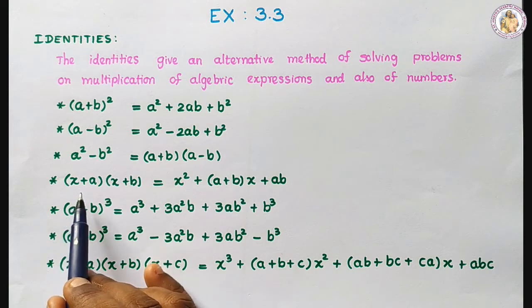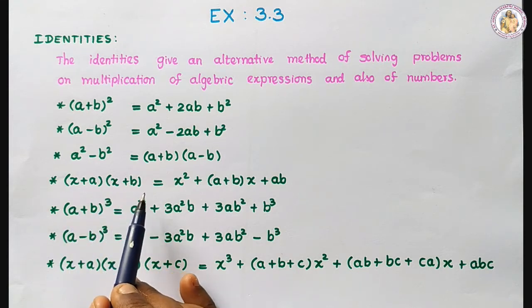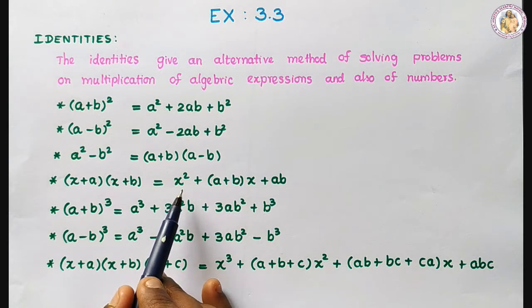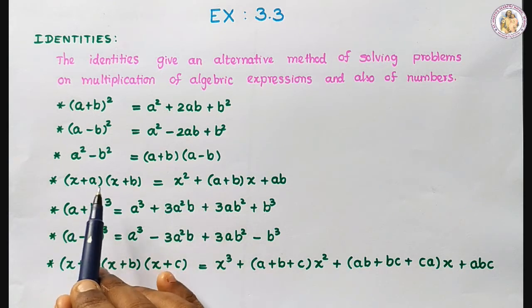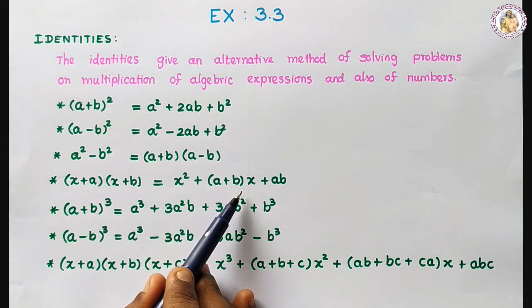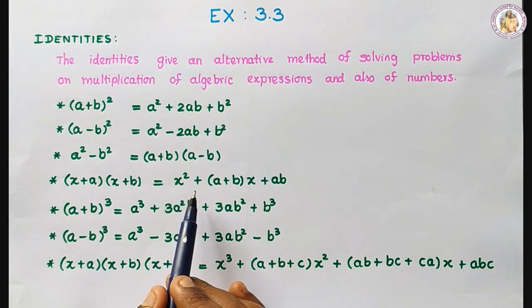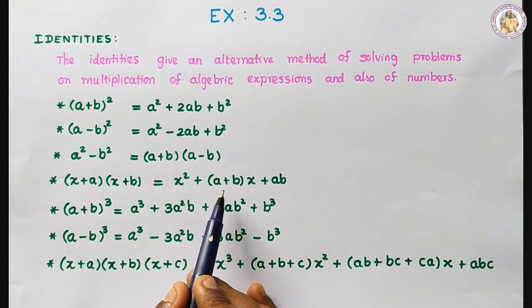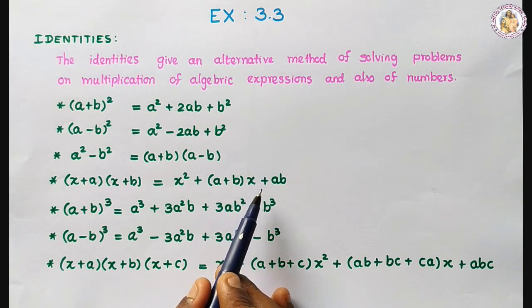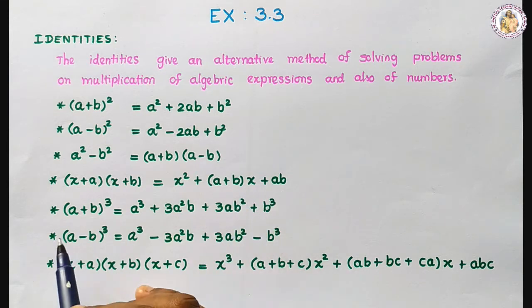And then x plus A into x plus B equal to x squared plus A plus B into x plus AB. X squared plus summation of A and B into x plus AB.